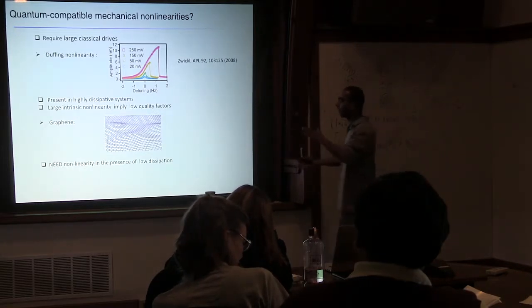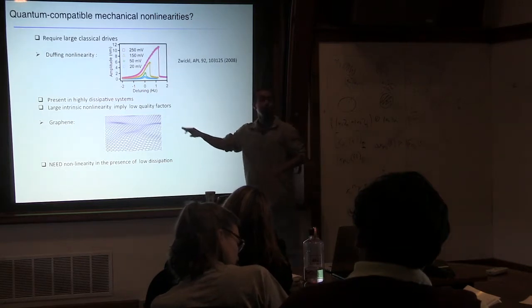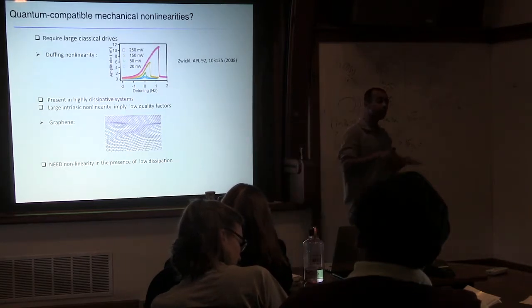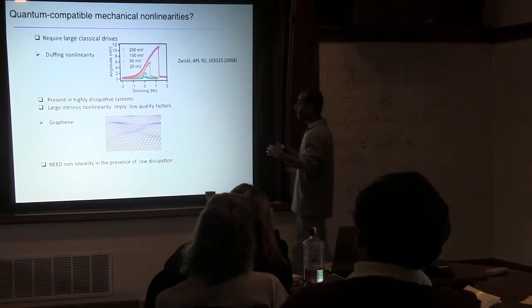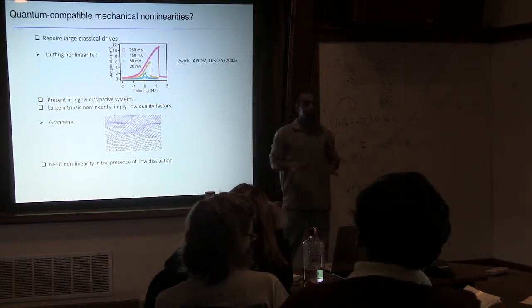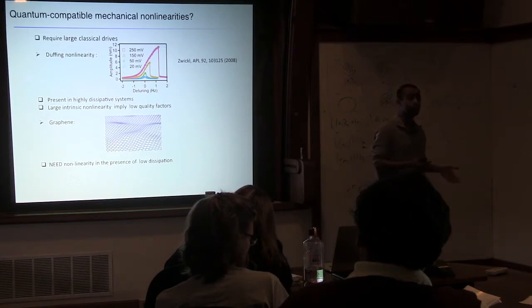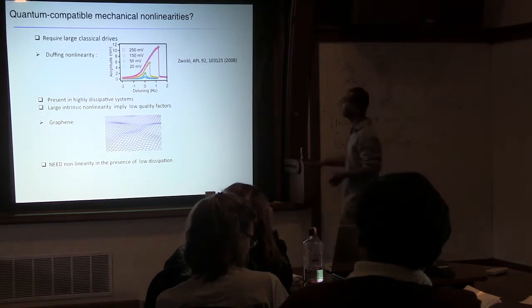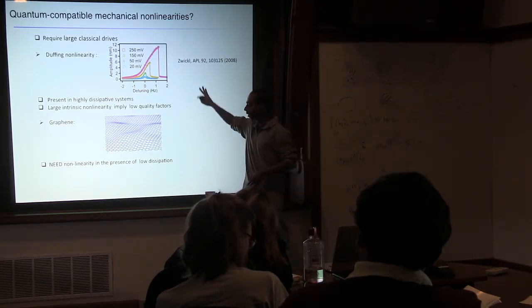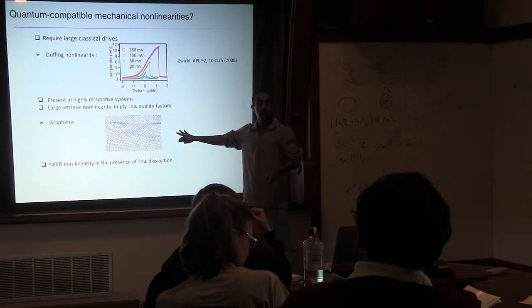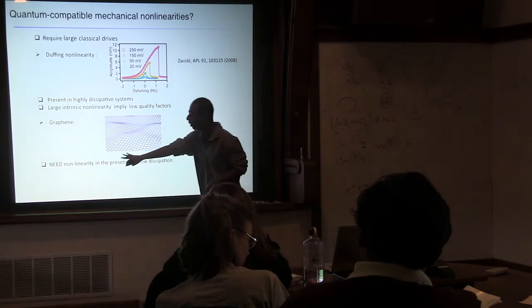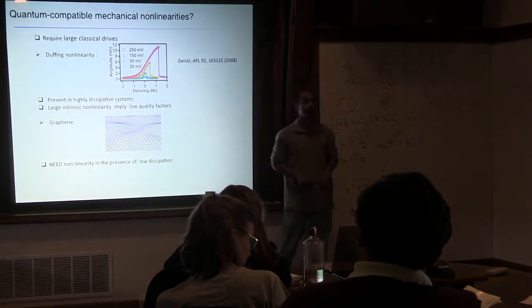You can have things which are very, very thin and low mass, like graphene, where the nonlinearities kick in at much smaller amplitudes. But the very source of that nonlinearity, which is intermode coupling, also kills your quality factors. Okay, so it seems like you can either have large classical drives or very, very strong nonlinearities in the presence of strong dissipation. But you want both. You want nonlinearity in the presence of low dissipation. How do you do that?